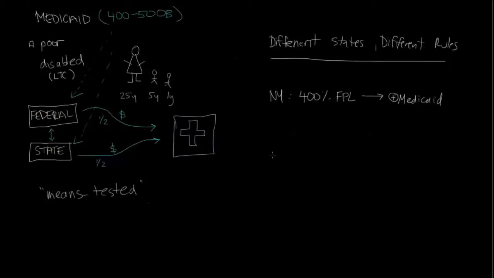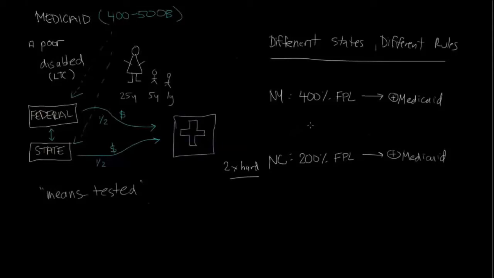Let's contrast that with North Carolina. North Carolina has a different interpretation. In North Carolina, that family can only make up to 200% of the federal poverty limit to get on Medicaid. By some measure, it's twice as hard to get Medicaid in North Carolina as it would be in New York. Why do states vary so much? And I'm going to talk about that a little bit.